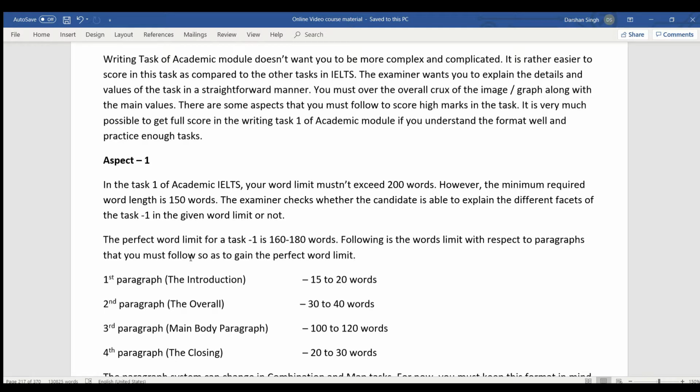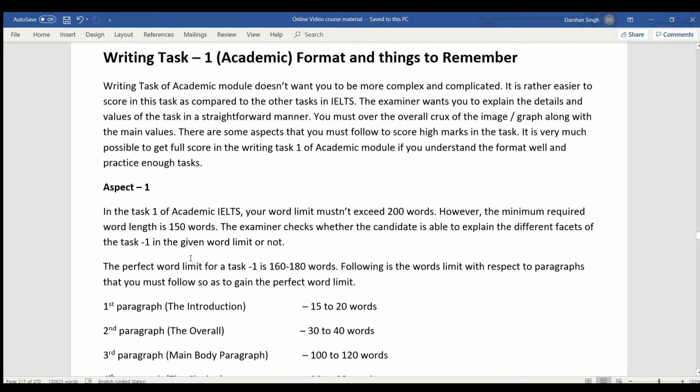So before taking up a question and discussing it, let's discuss some of the aspects and the main points that you must remember when you are writing your writing task 1 of IELTS academic. The first thing to remember is that you must not exceed 200 words in any case or in any situation.